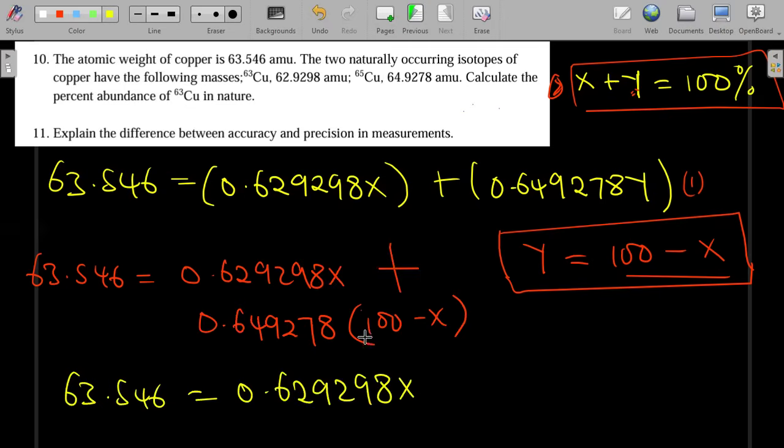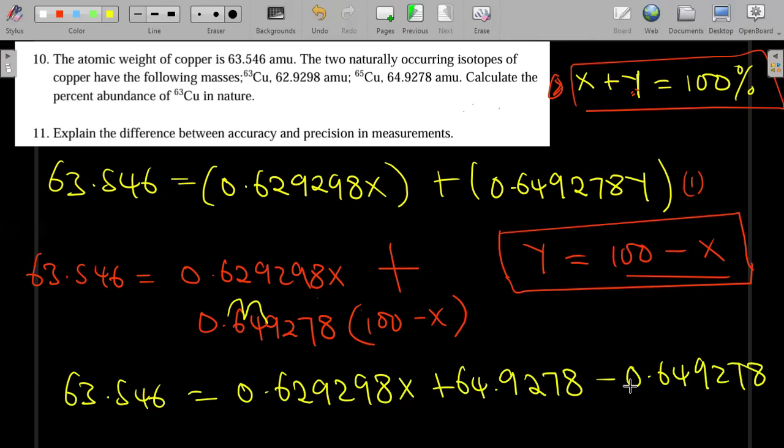Okay, and then here we are going to multiply now. So this number here, multiplied by 100, we're just moving this point 1, 2. So I'm going to get plus 64.9278. Okay, and then this number multiplied by minus x, I'm going to get minus 0.649278. So this is what I'm going to get.